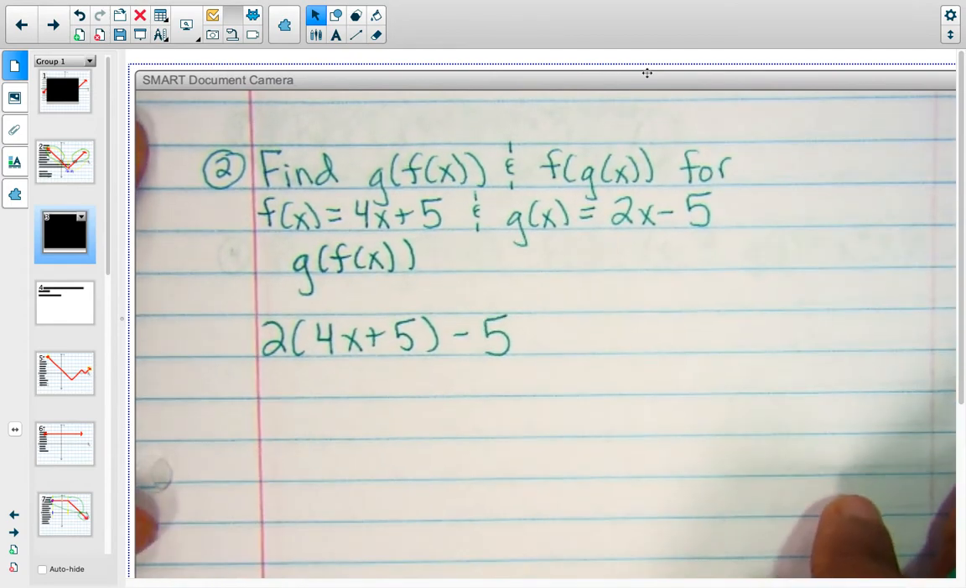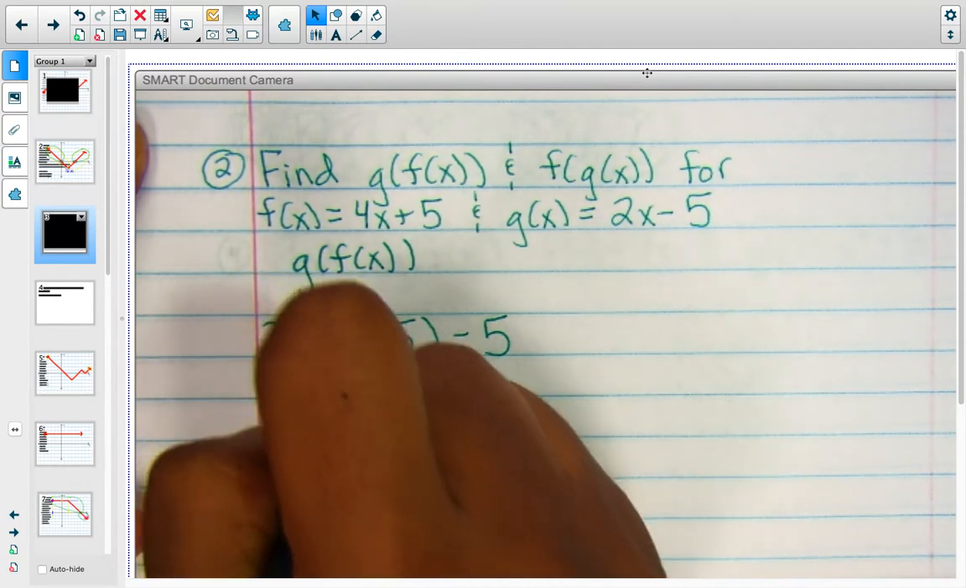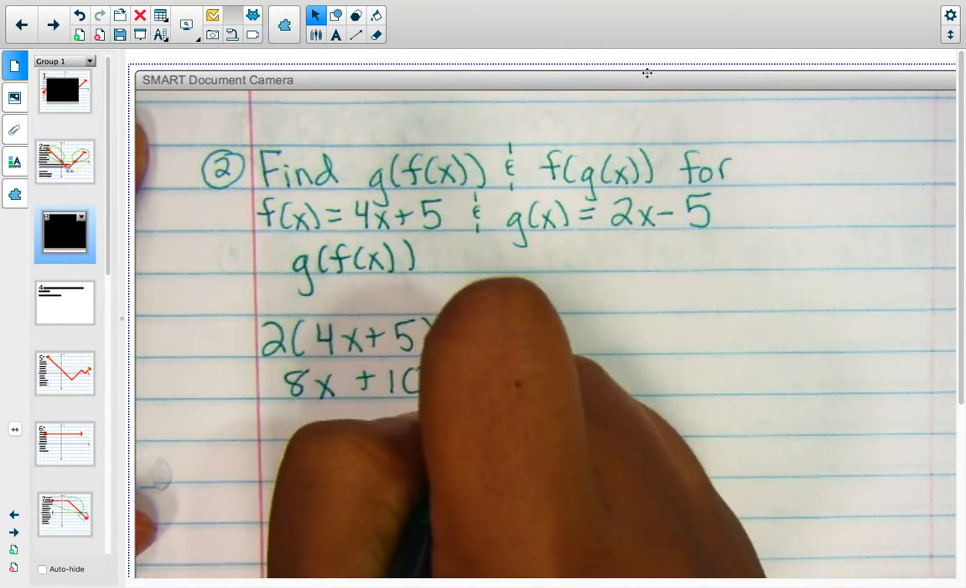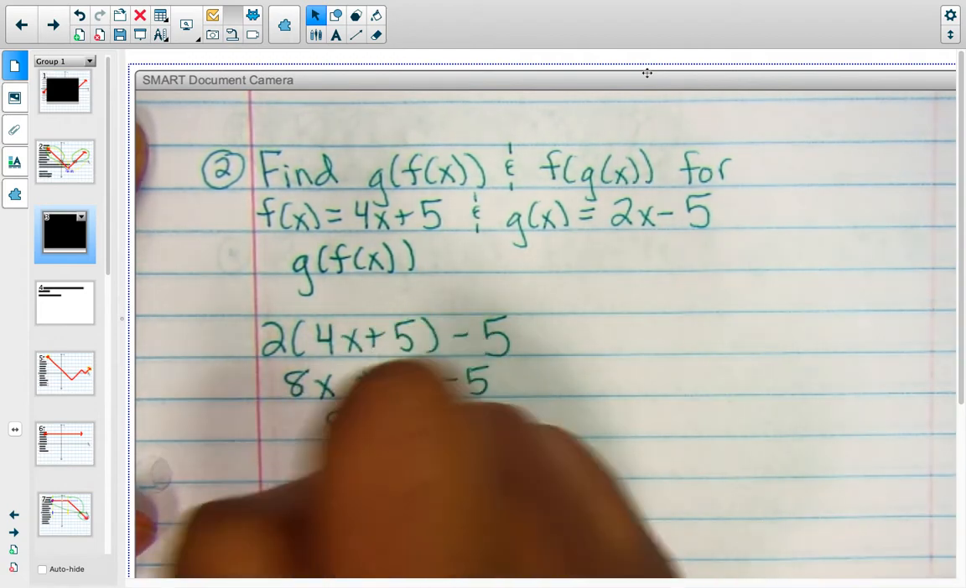Go through and distribute. 2 times 4x is 8x. 2 times 5 is 10 minus 5. And 10 minus 5 is 5.